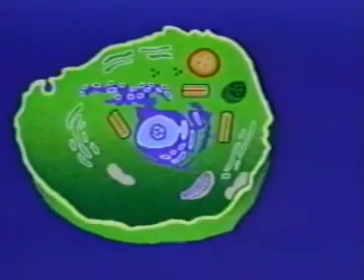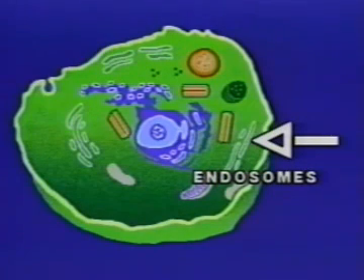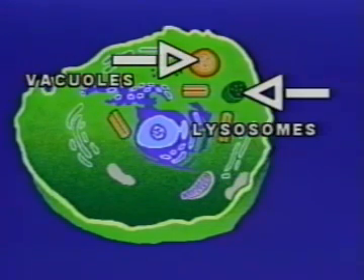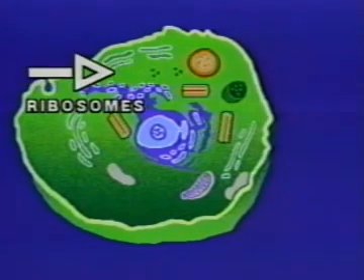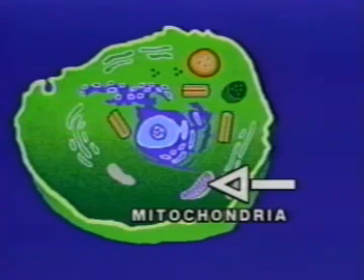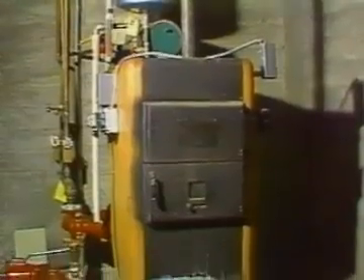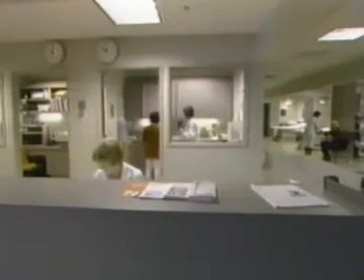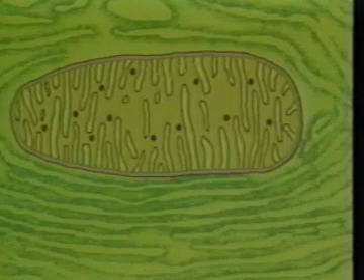Write this definition now under number 5 on your activity sheet. Some of these organelles include the endosomes, which are concerned mainly with sorting and routing materials taken into the cell. Vacuoles and lysosomes are concerned with breaking down materials. Ribosomes manufacture proteins. The Golgi complex transports enzymes. And mitochondria are often called the power plant of the cells. Just as a furnace might supply most of the energy needs of an office building, the mitochondria supply most of the energy needs of the cell.